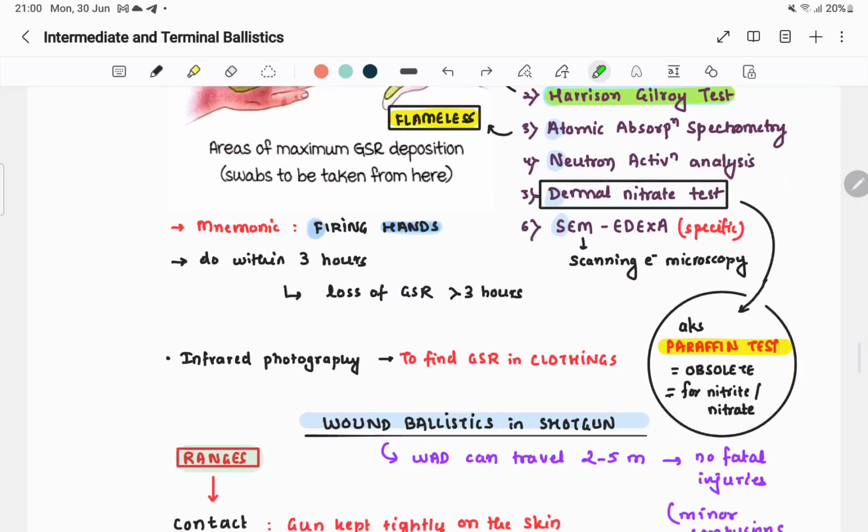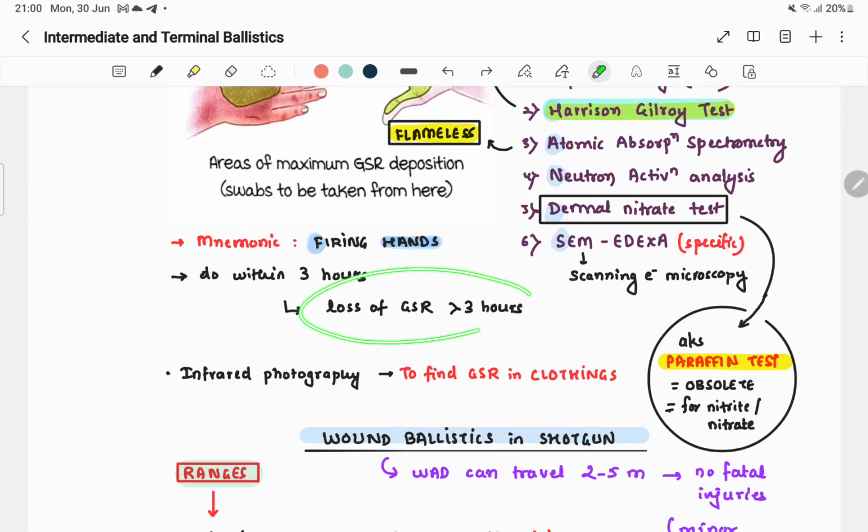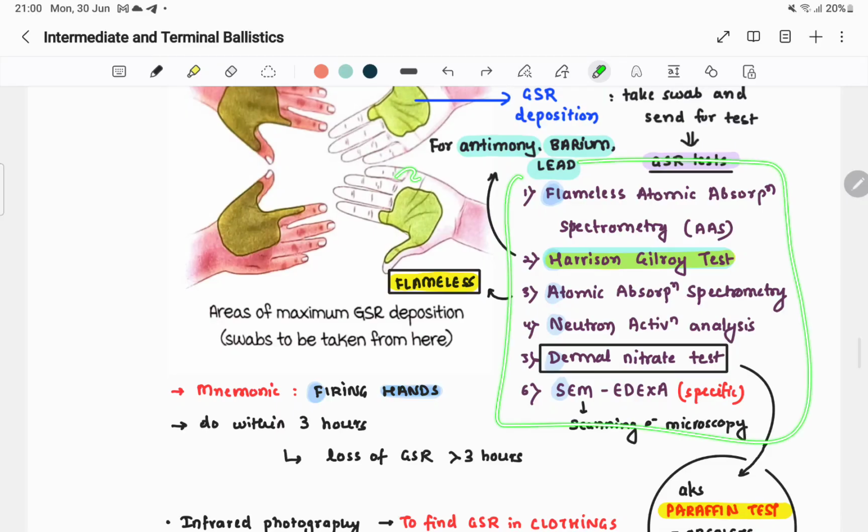You have to take the swab within 3 hours. If it is more than 3 hours, then there will be loss of GSR, right? GSR will be lost. You can use some tests for GSR, okay, you can do some tests to prove that the person has fired.